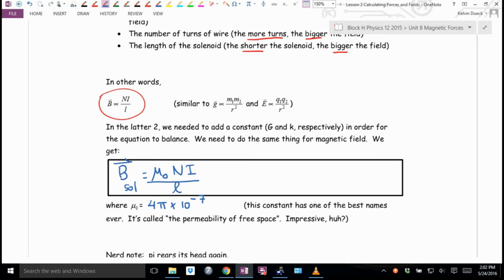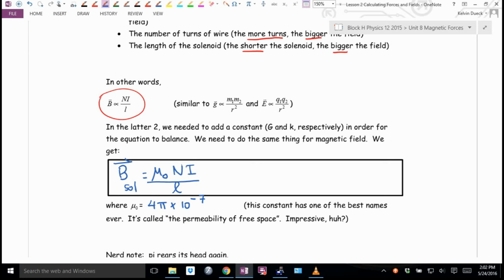All of you, for the next few questions, every one of you must try these on your calculators, because some of your calculators will give you an error when you try typing this in. So follow along with me, and I'll have to show you a cheap workaround. But this is the number 4 pi times 10 to negative 7 that you have to put in front of N times I divided by L to get an answer in Teslas.